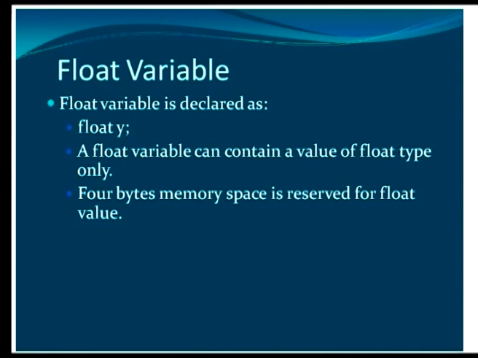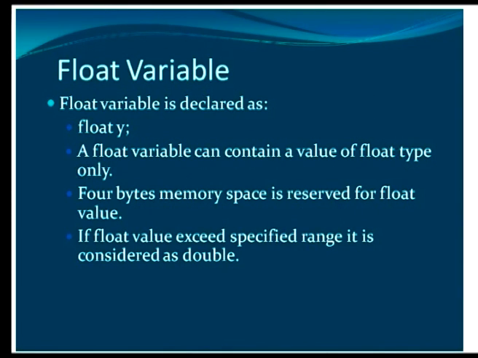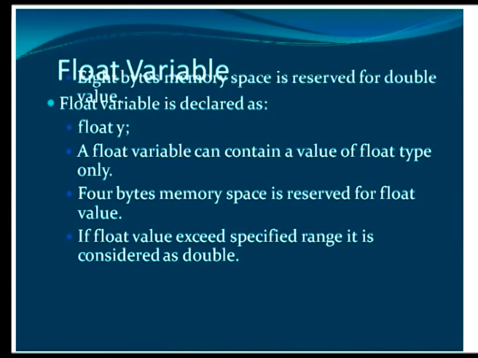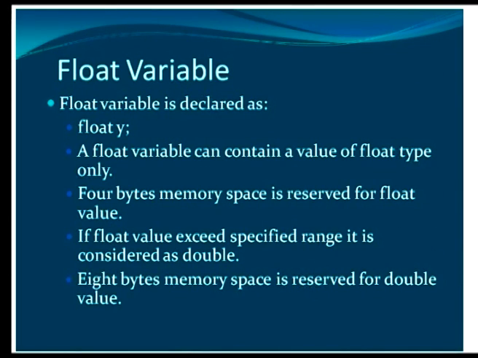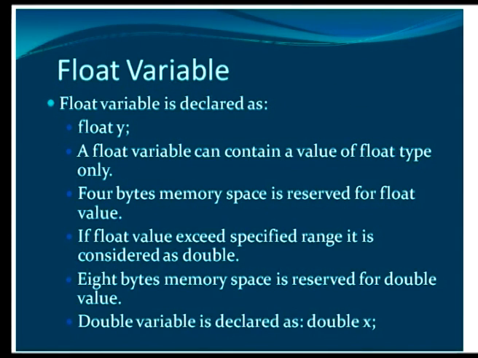If float values exceed the specified range, it's considered as a double value. 8 bytes of memory space are reserved for a double value. A double variable is declared with the keyword double and then the variable name.